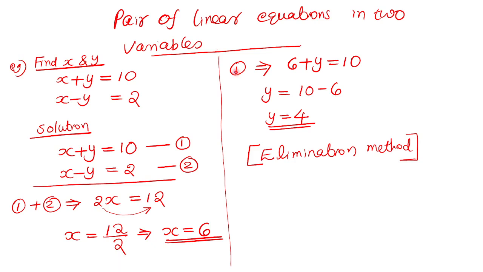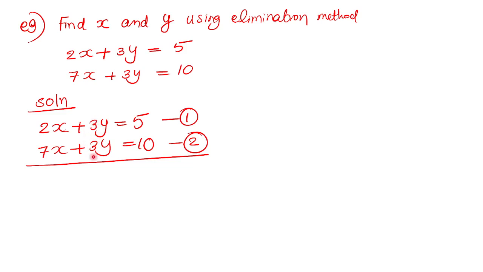In the previous question, addition gave y minus y cancels. But if I add here, nothing will be cancelled: 3y plus 3y is 6y, 2x plus 7x is 9x. So let us try to subtract. Subtraction means either 1 minus 2 or 2 minus 1, no problem, because subtraction is much better here. If I subtract, 3y will be cancelled. Whichever technique you use, you will get the same answer.